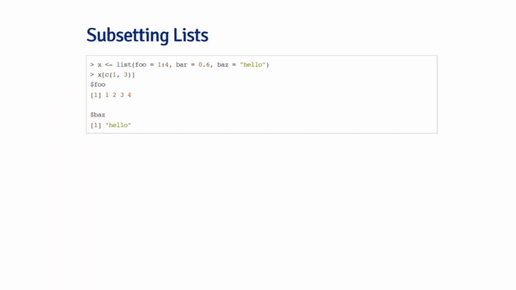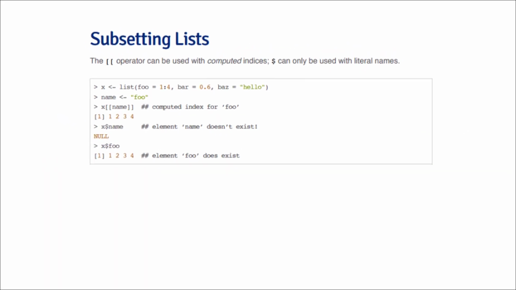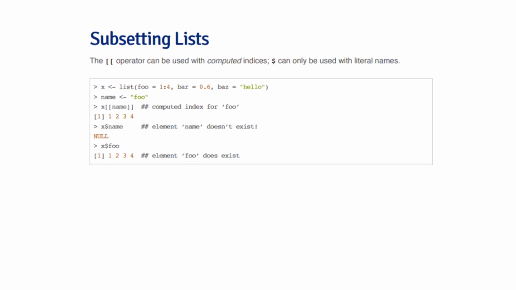If you want to extract multiple elements of a list, then you need to use the single bracket operator. So for example, if I want the first element and the third element here, which are the foo and the baz elements, I can pass the numeric vector 1, 3 to x using the single bracket operator, and that returns to me a list with the element foo and the element baz. So that's how I extract multiple elements of a list. You cannot use the double bracket or the dollar sign operators when you extract multiple elements of a list.